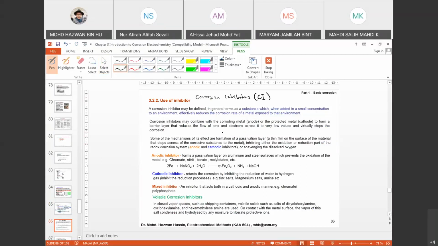So I can talk a lot about corrosion inhibitors, but I think what is the most essential thing that you should know for corrosion inhibitors? It is basically a chemical compound, okay, that is added in a small concentration to the environment, which eventually reduces the corrosion rate.